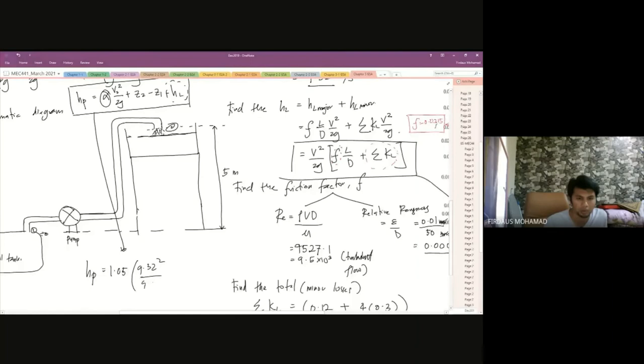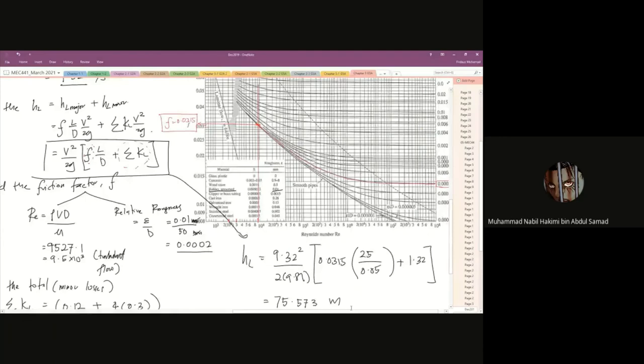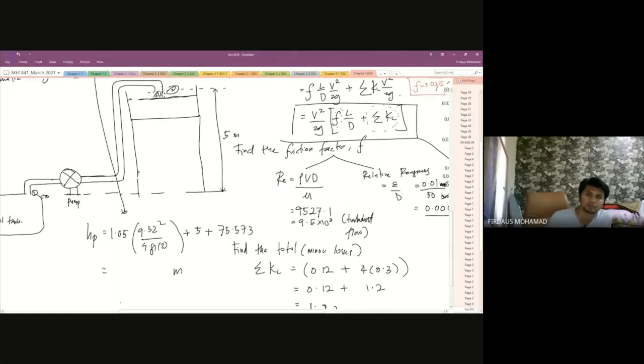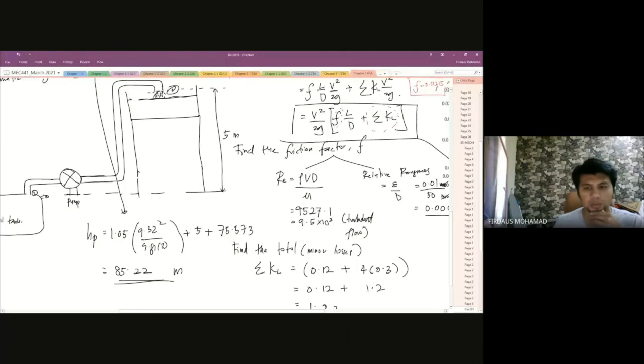Kali 2. Z2 tolak Z1 berapa? 5 HL tadi? 75.573. So dapat berapa? Meter. 85.22 meter. So the unit must be in meter. Semua dapat? Dapat. Okay.